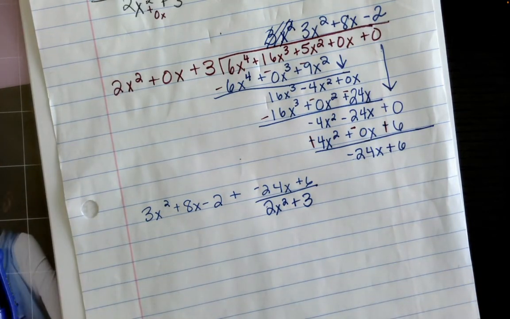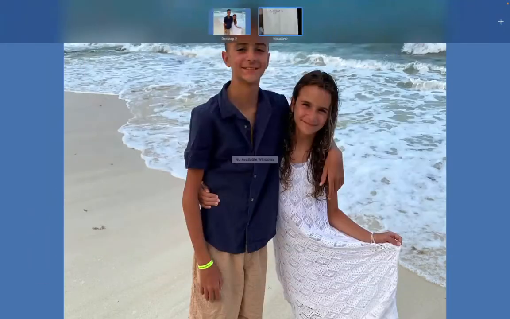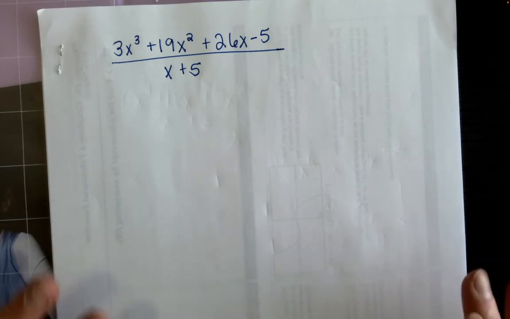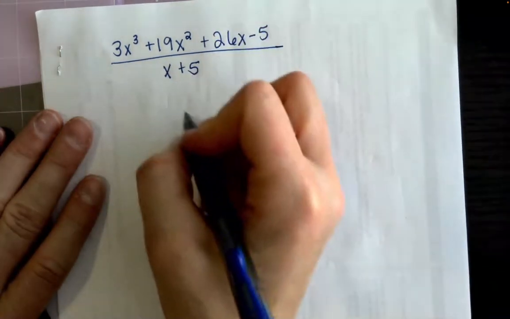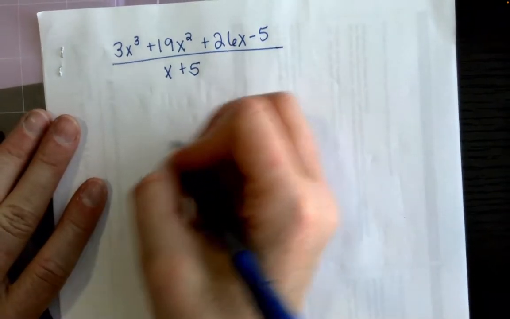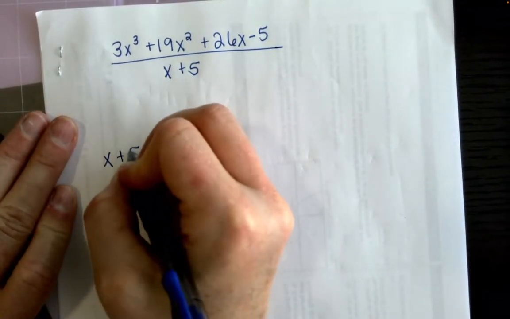So let me pull up an example from our textbook real quick. All right, so let's look at this problem. So this is just an extra example. So this is going to go inside. The x plus 5 is going to go outside.